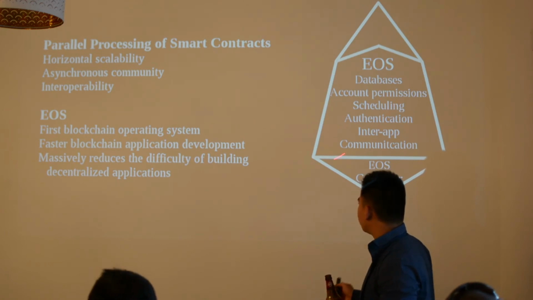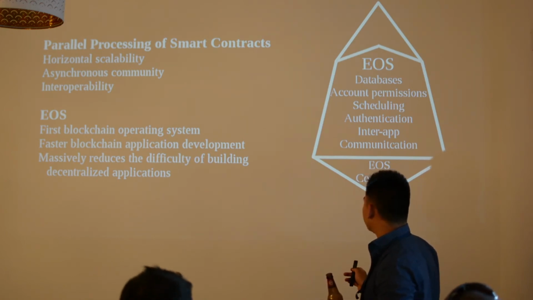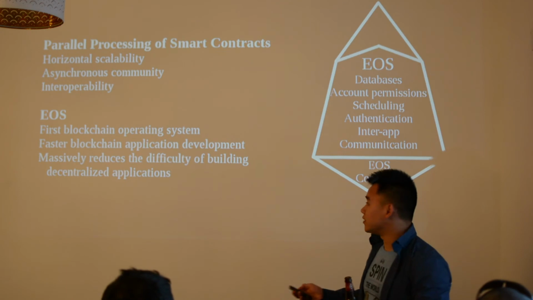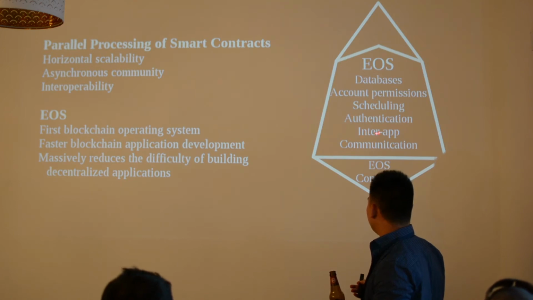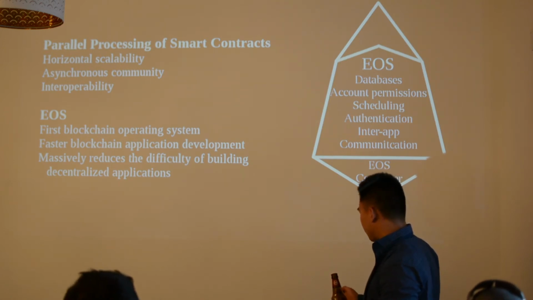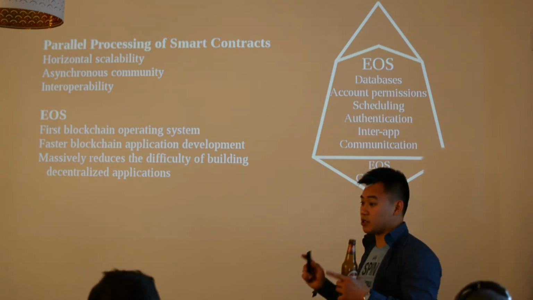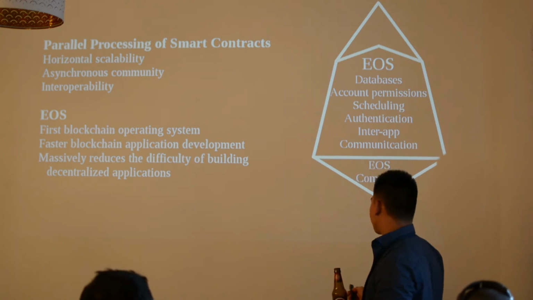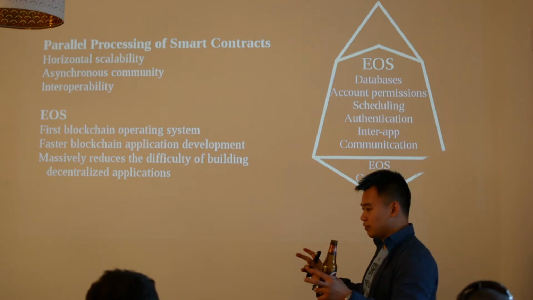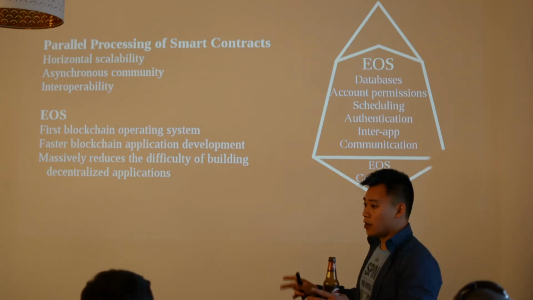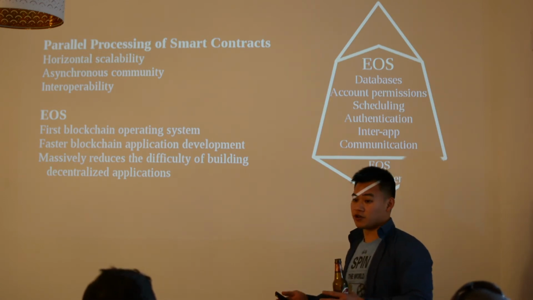And EOS provides a framework for building applications. So it has a database, not yet released. It has account permissions, that's already done. Scheduling is done by the block producers. Authentication, inter-app communication. That goes again to all the applications being able to communicate with each other on the same blockchain. And at the bottom of it is the EOS computer, which is the actual physical hardware that is running all these computations and verifying the transactions.